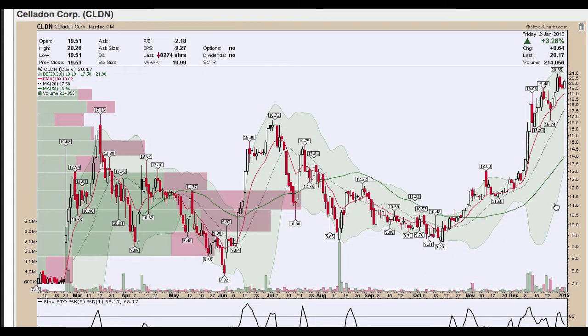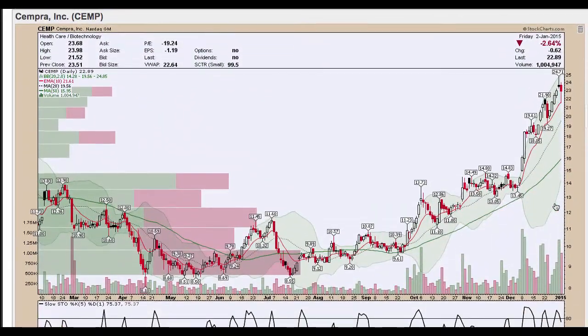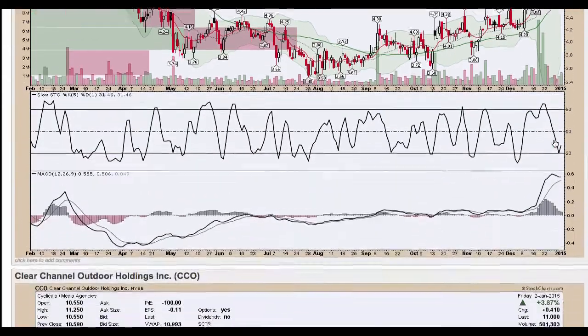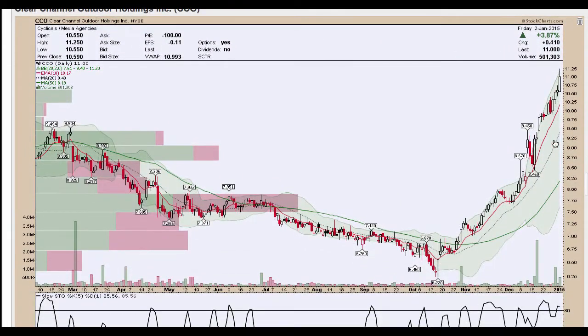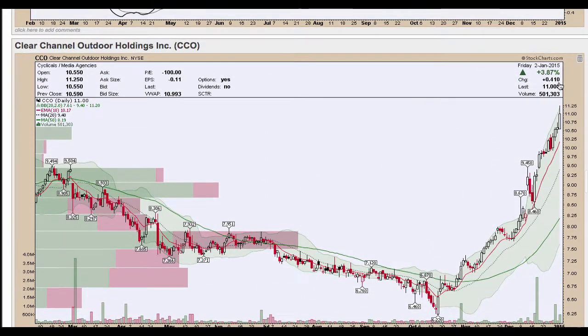Celadon. This one was on the scan several weeks ago, continuing to move higher. Nice little flag consolidation from 420 to 380 back in the first week of November. Clear Channel, CCO, in the media and agencies group. Note $6.22 back in October, within 70 or 80 days.